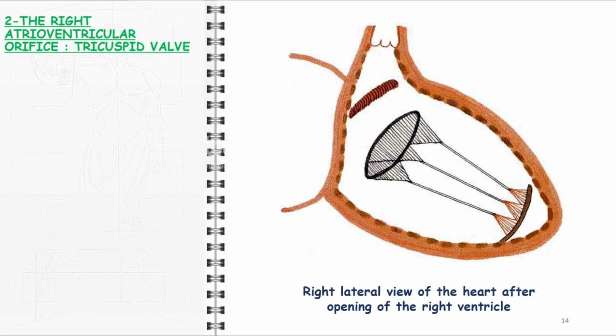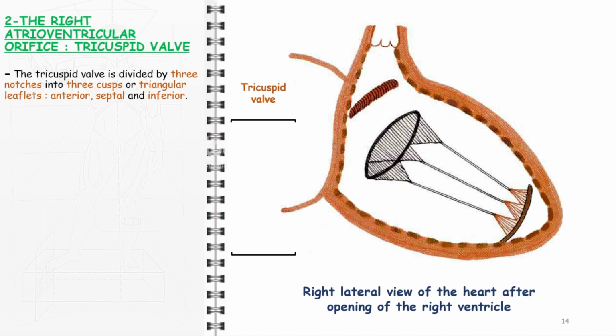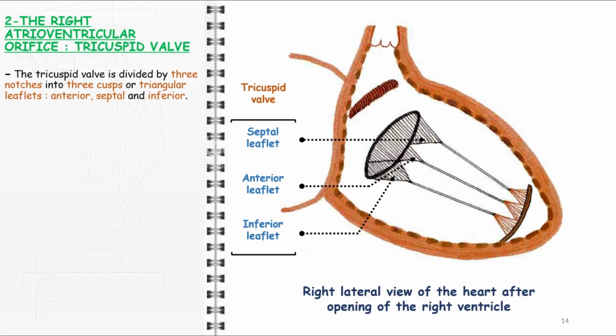It connects the right ventricle with the right atrium. Its circumference is 120 mm in men and 105 mm in women. The tricuspid valve is divided by 3 notches into 3 cusps or triangular leaflets: anterior, inferior, and septal.